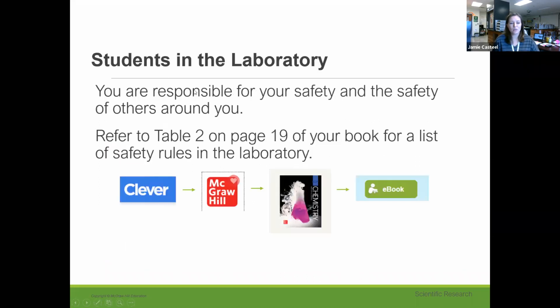All right, so let's see. We've talked about applied. We've talked about pure research. I want you guys to look through the table on page 19 in your textbook. And you remember to get to your ebook, it's Clever, McGraw-Hill. Click on the book to open it and you open the ebook. So make sure you look at table 2. Those are, again, the same things that we went over with your safety test, and I'll be getting with those of you who still need to get your grade that you're supposed to have on your safety test within the week, okay?